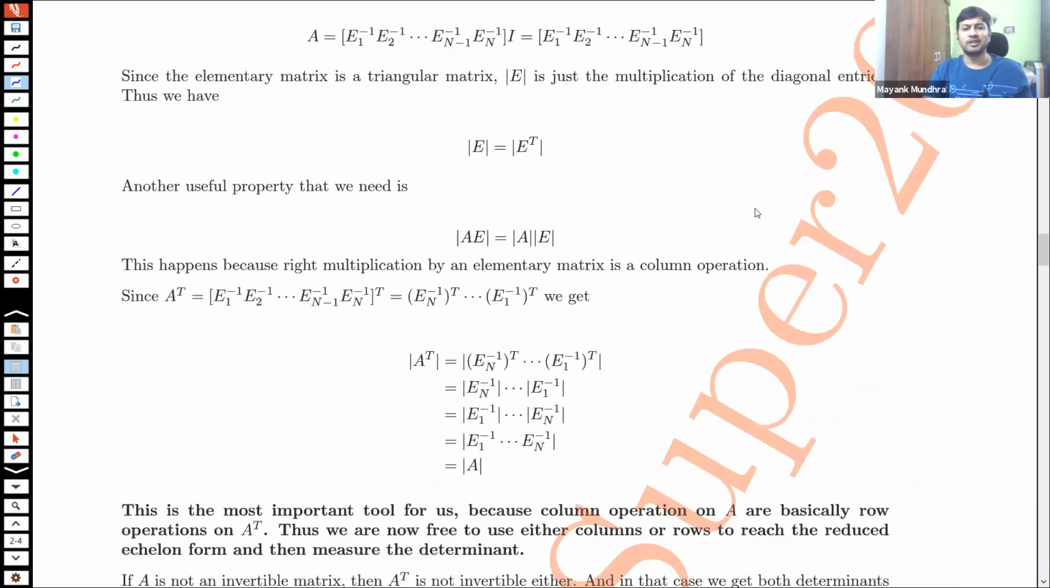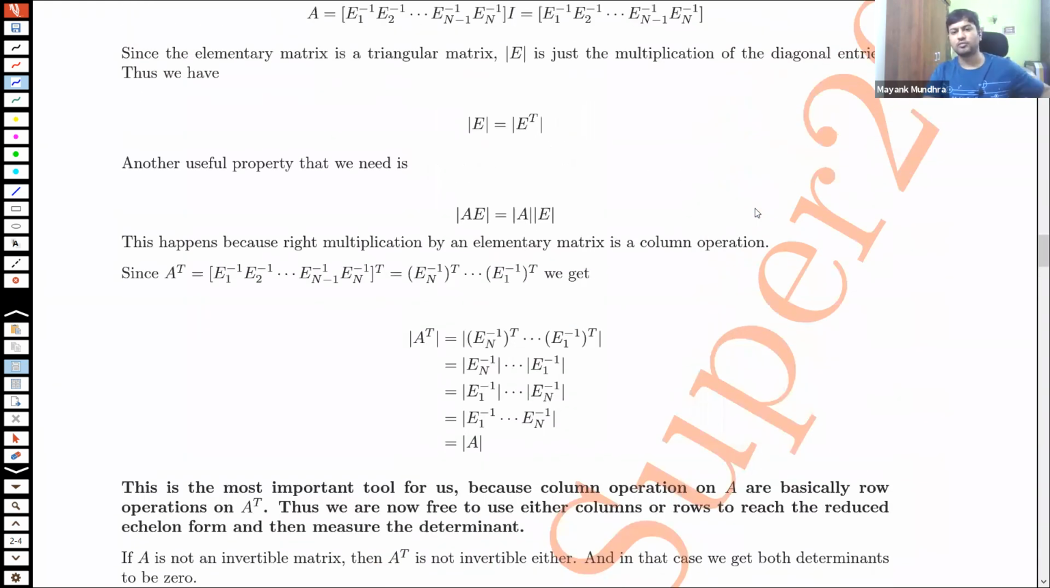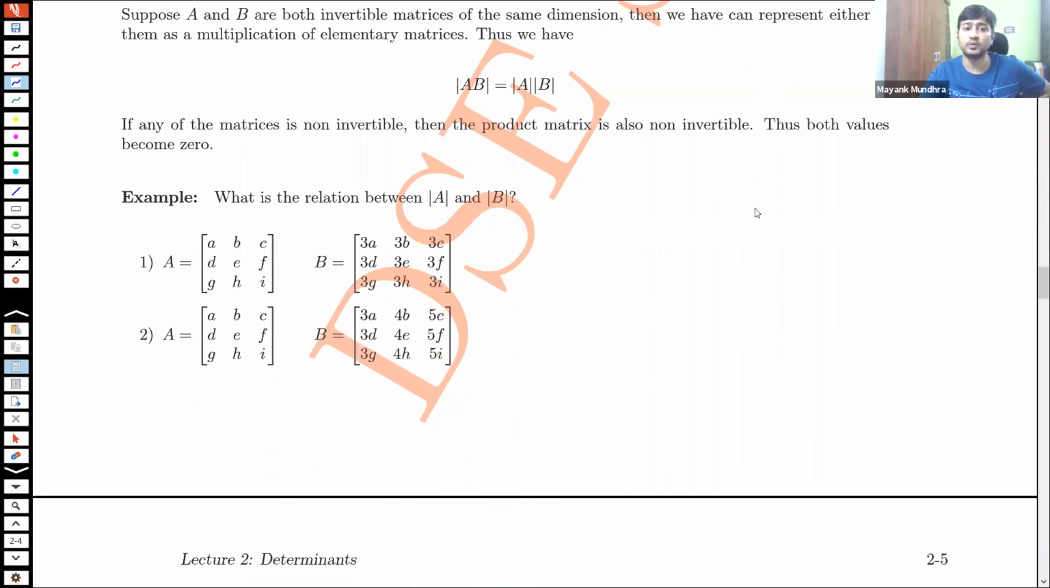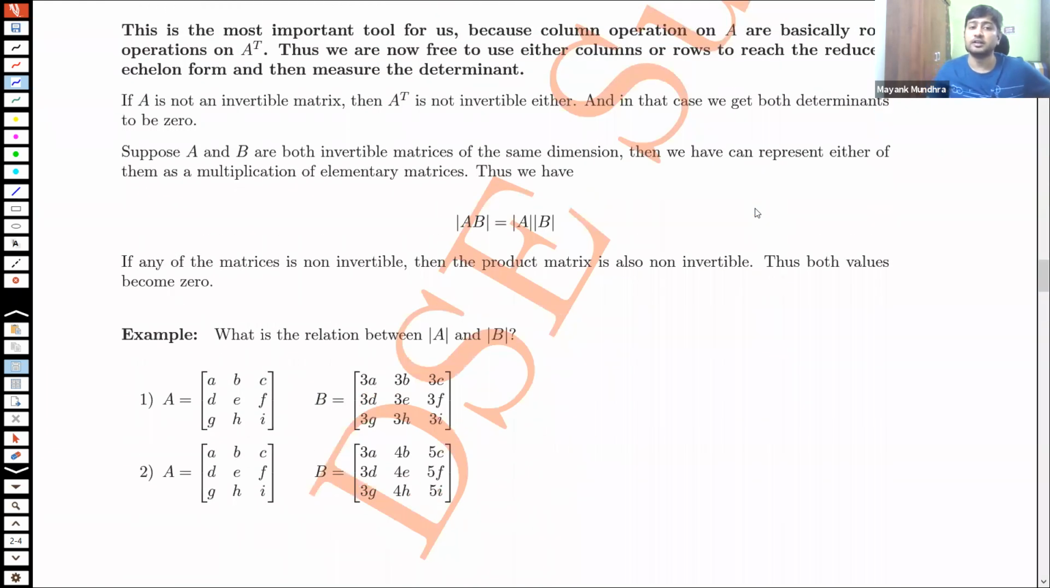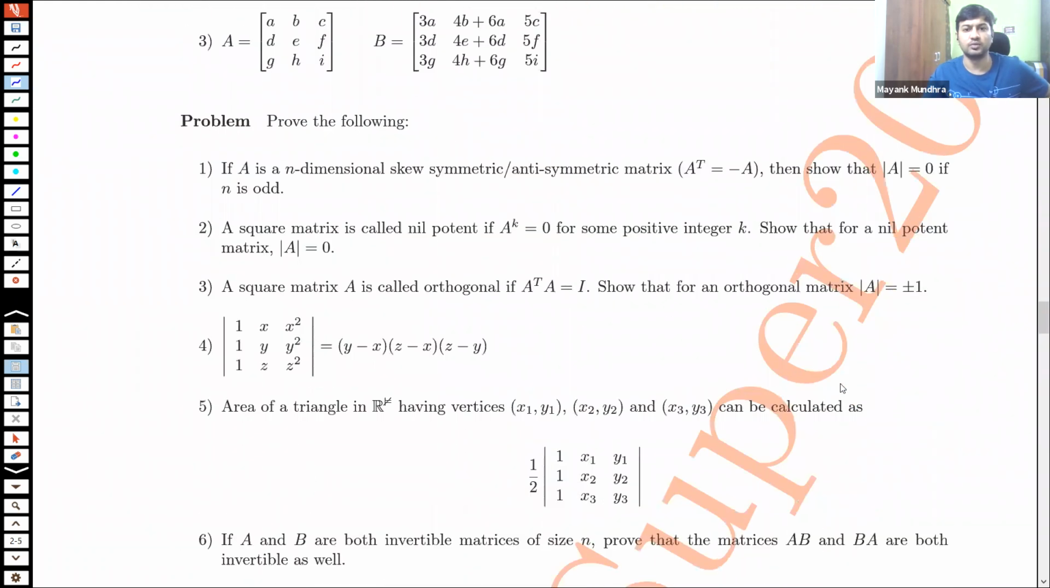Now matrix multiplication and transpose. This is a very complicated proof, not very important. I'll come to it tomorrow in the next class. Right now, I just want to tell you that determinant of AB is determinant of A into determinant of B, and the determinant of A transpose is equal to the determinant of A. These are the last two properties I wanted you to know.